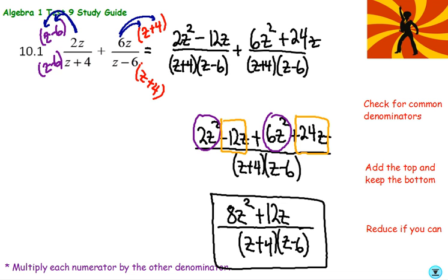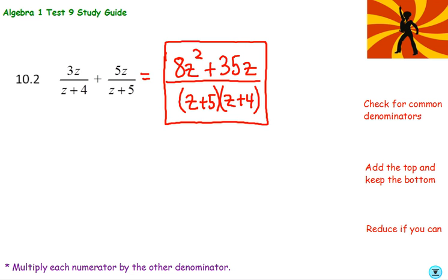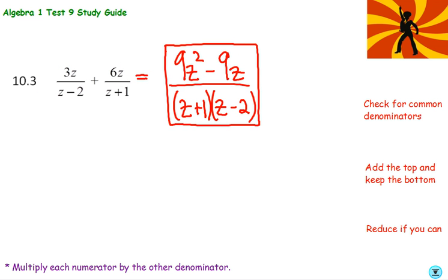Alright, so let's see what you got for 10.2. For 10.2, you should have got 8z squared plus 35z over z plus 5 times z plus 4. What you should have done is multiplied top and bottom of this one by z plus 5, and then multiplied top and bottom of the other by z plus 4. Hopefully that's what you did. And then for 10.3, you should have got 9z squared minus 9z over z plus 1 times z minus 2.